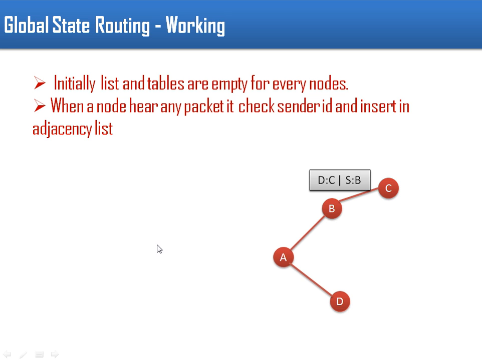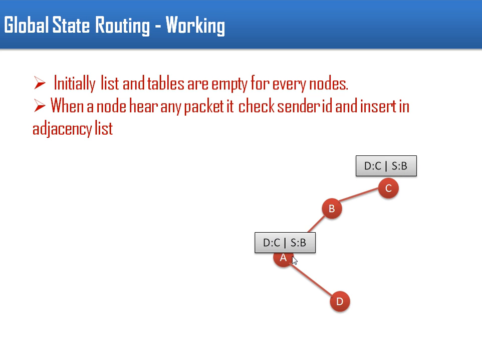So let's take one example. Node B is sending one data packet to C. This packet will have the entries destination C, sender B. When this packet is sent, it is sent to node A as well, because node A is also in the range of node B. Whenever a node hears some packet, it checks the sender. From this packet, node A will find out this packet was sent by node B, and then node A will deduce that B must be my neighbor. In this way, every node will accumulate its adjacency list.